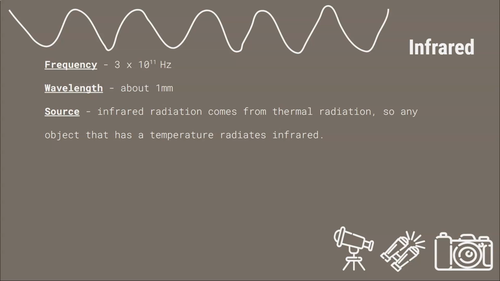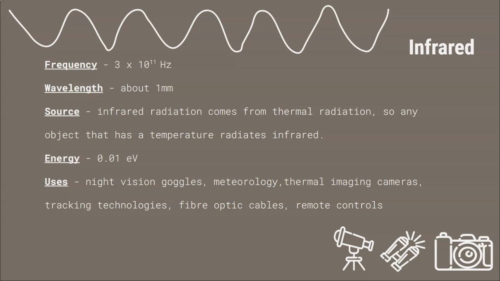Infrared is at a frequency of about 3 times 10 to the 11 hertz. The wavelength is about 1 millimeter. Infrared radiation comes from thermal radiation. Think about people wearing night vision goggles and being able to see people moving around, because it goes from green to red or blue. It's all about the temperature that radiates, and then you can see different colors. It has an energy of about 0.01. We can use it in night vision goggles, meteorology, thermal imaging cameras, tracking technologies, fiber optic cables, and remote controls.